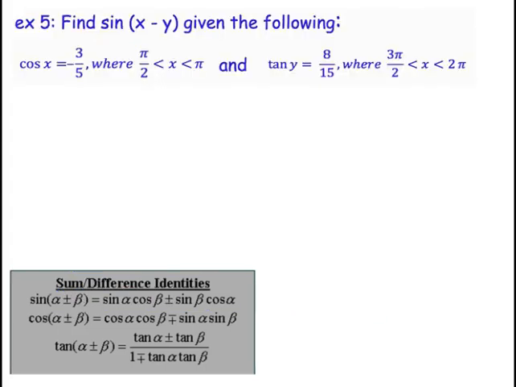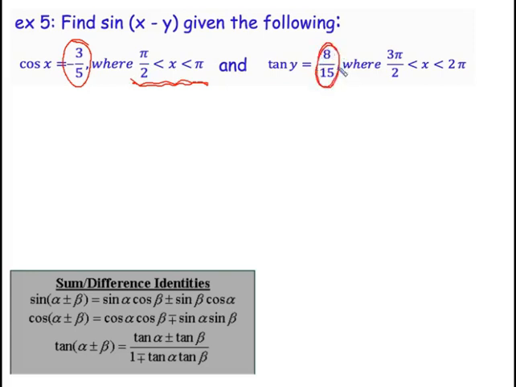Alright, let's take a look at example number 5. Find the sine value of x minus y given the following. Okay, so we're having some information here. It kind of looks like a lot, but it's really not that difficult when you break it down and look at each piece individually. So over here, they tell us that the cosine of x is equal to negative 3 over 5. Remember, this is the ratio of the sides of a right triangle, so maybe we should draw a reference triangle within this radian measure. And over here we have the tangent of y is 8 over 15.